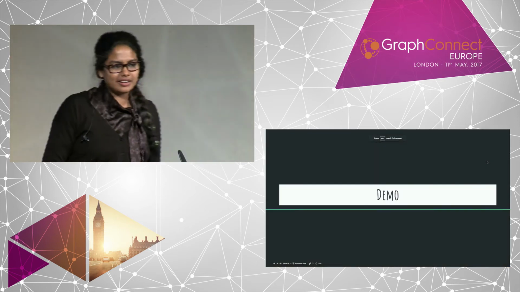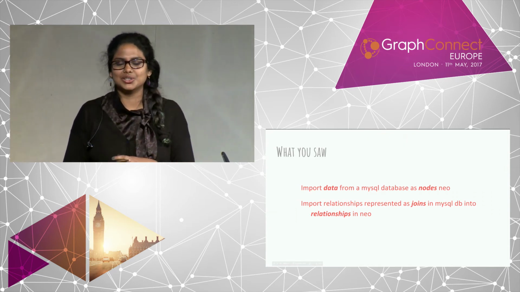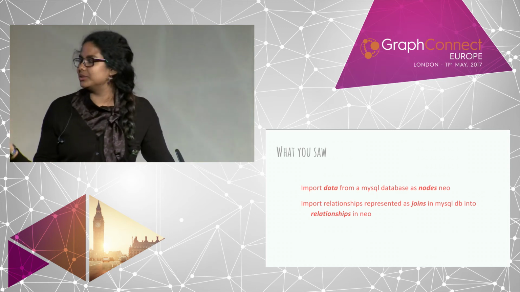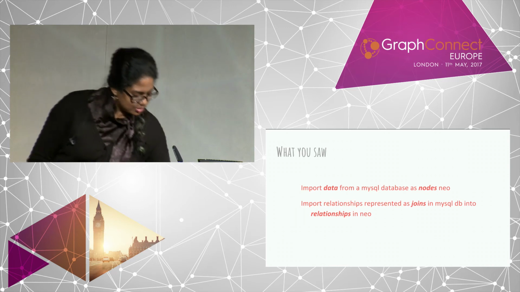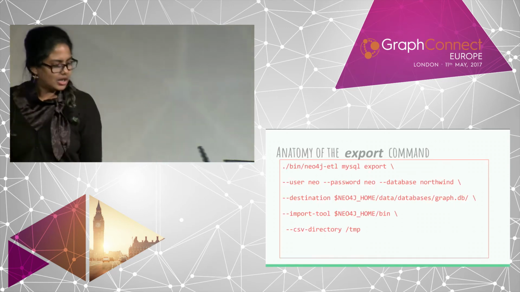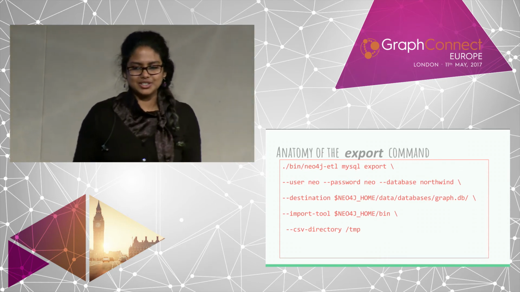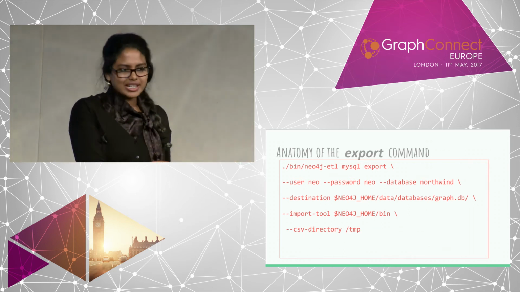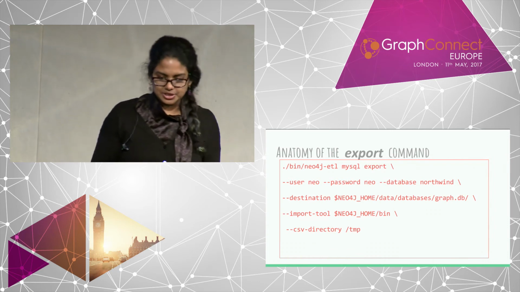So what happened right now is it exported the Northwind database into Neo4j. And we'll see how that came about shortly. So what you saw is importing data from the MySQL database as nodes into Neo4j, and it was joins in MySQL that I have imported as relationships into Neo4j.